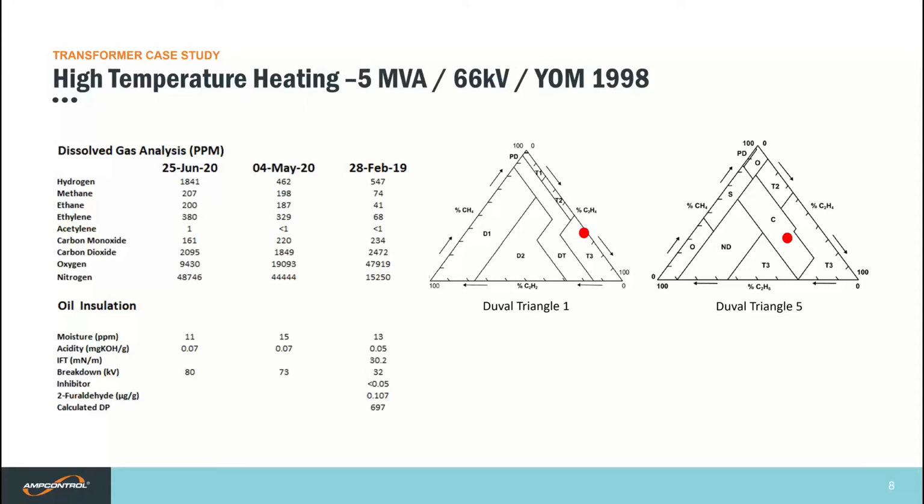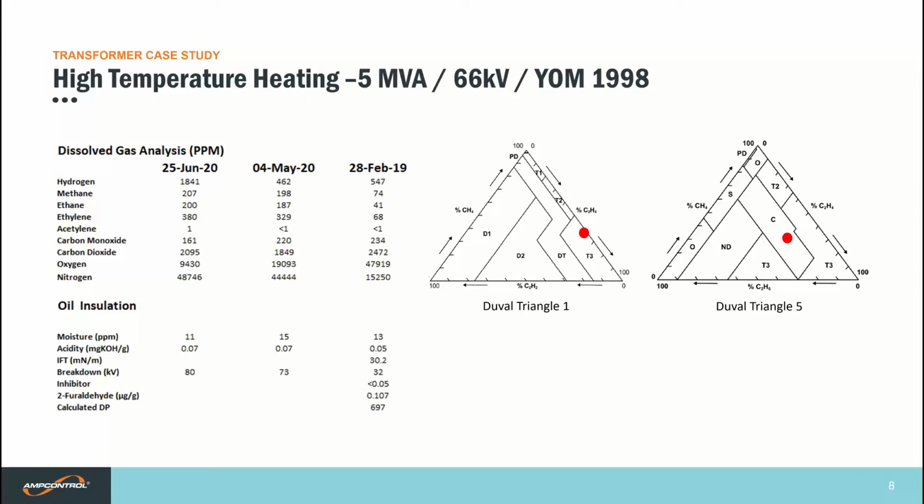Now, the first time this transformer came to our attention is when we were sent the May 2020 test data, and we were asked for an opinion. So there was a big increase in methane, ethane, and ethylene levels between 2019 and 2020. This, according to the IEEE key gas method, looks like a thermal mineral oil fault. We looked at the data via Rogers ratio. It was inconclusive.